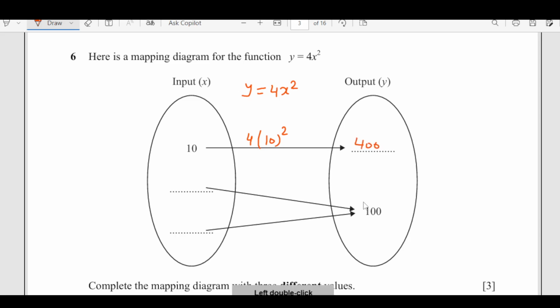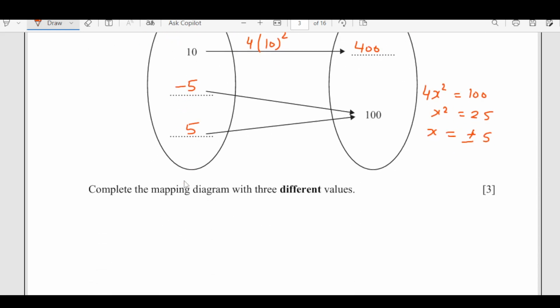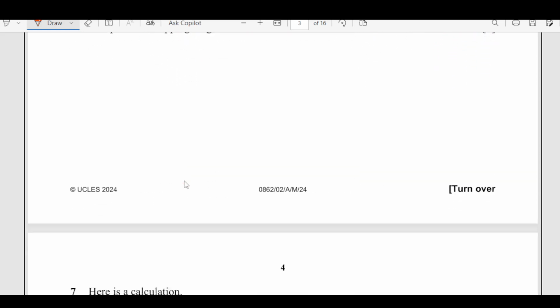Okay. Now, this is the reverse mapping. So, here we have 4x squared, we have the value as 100, right. So, x squared is equal to 25. So, x is going to be plus or minus 5, because 5 squared is 25 and negative 5 squared is also 25. So, we have negative 5 and 5. Now, let us see what is the next question.